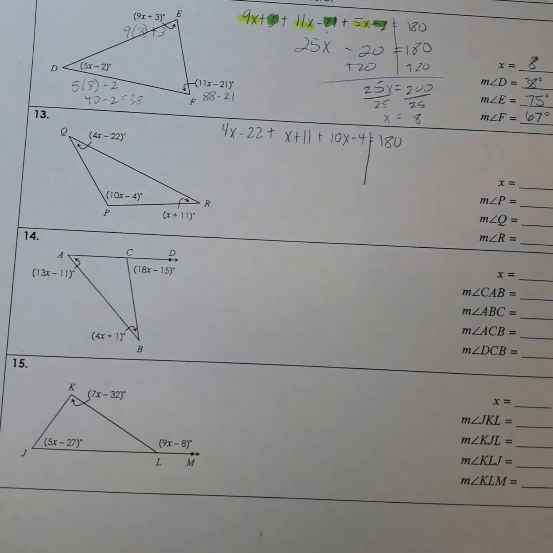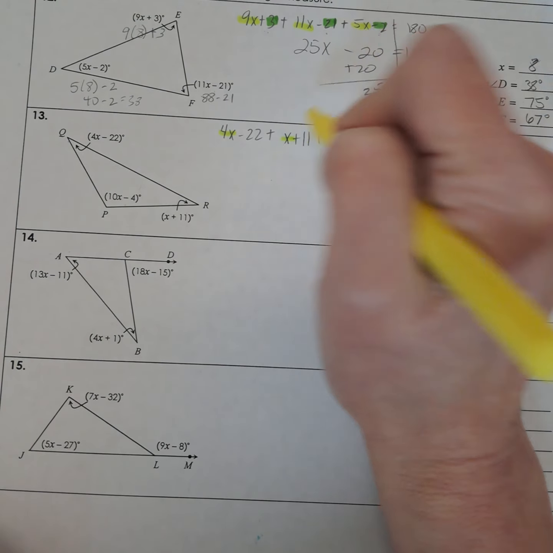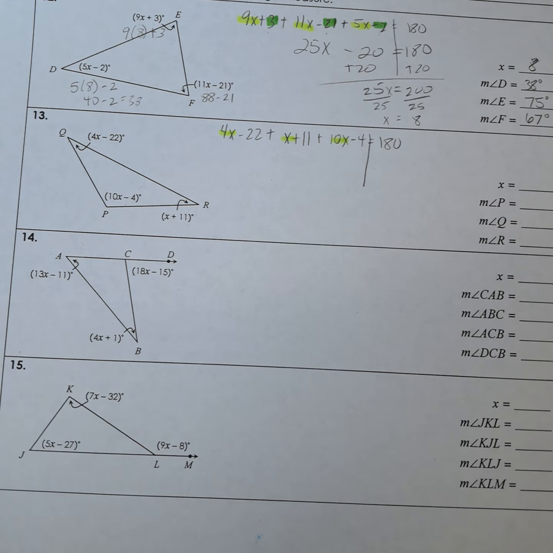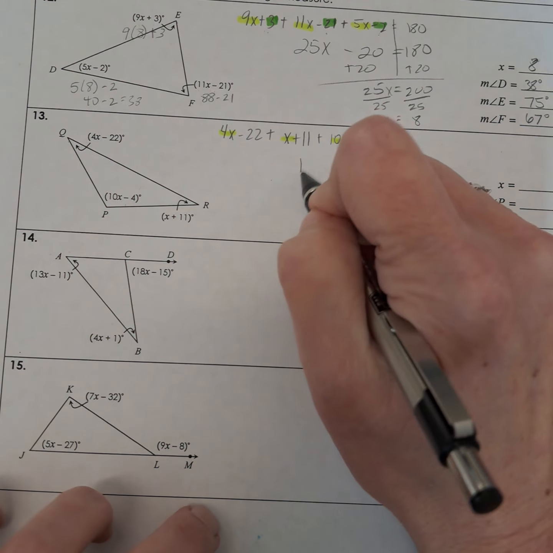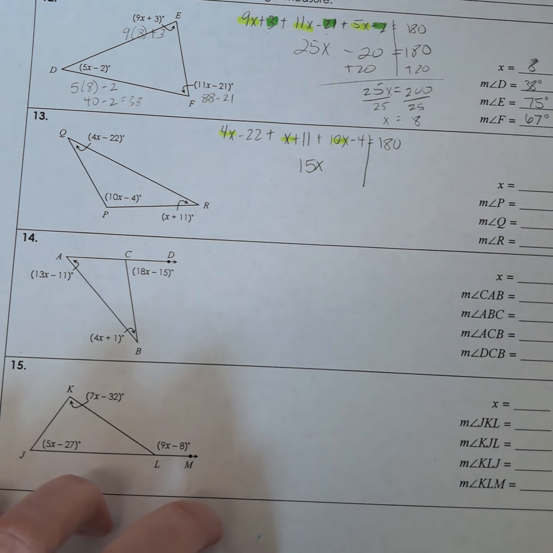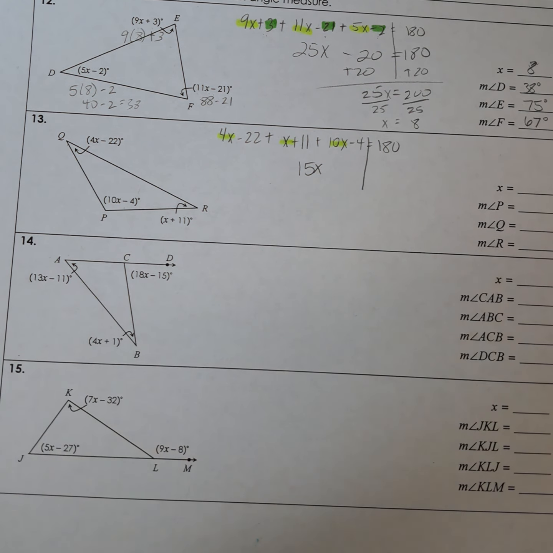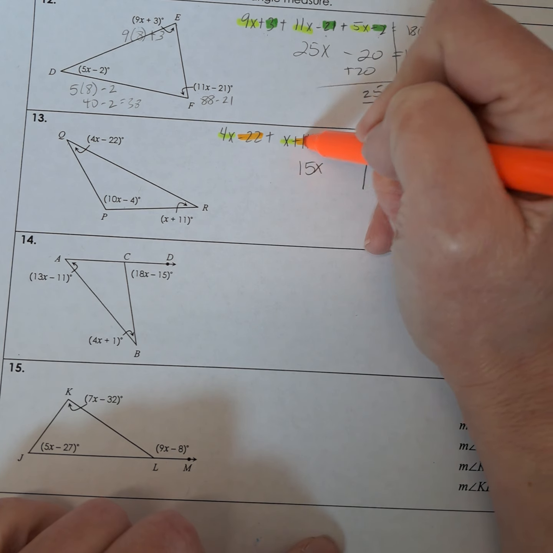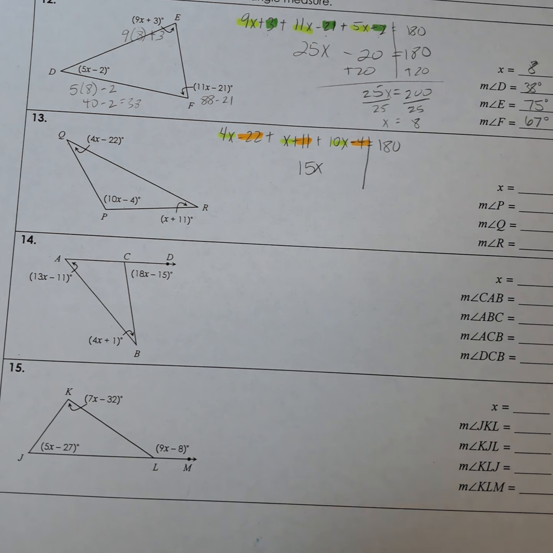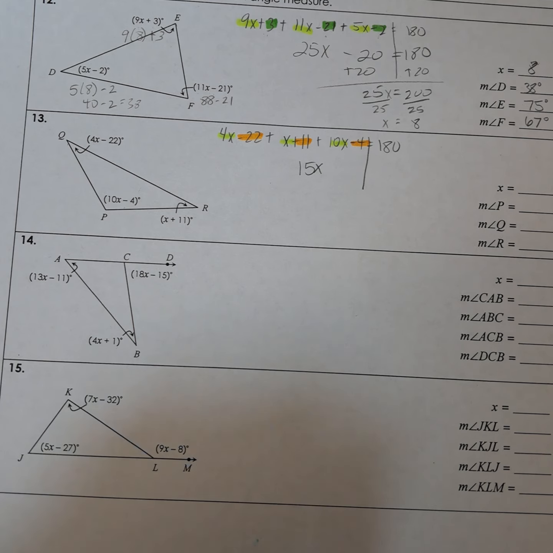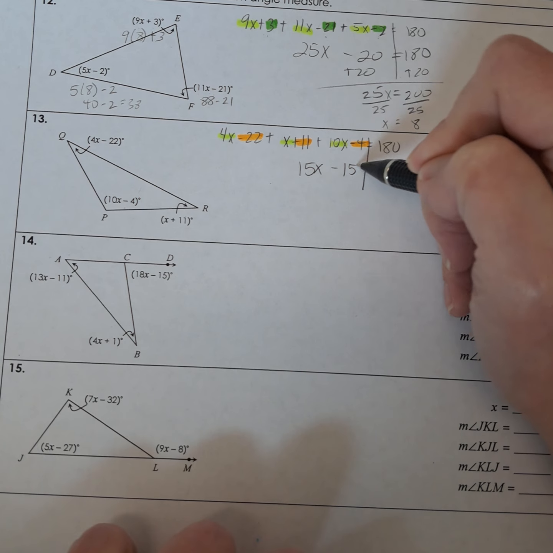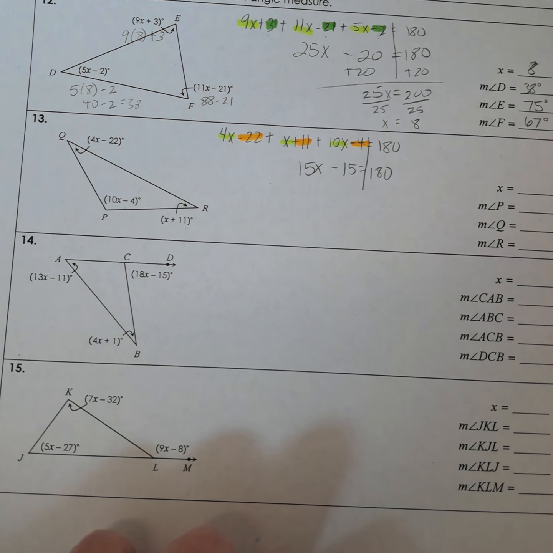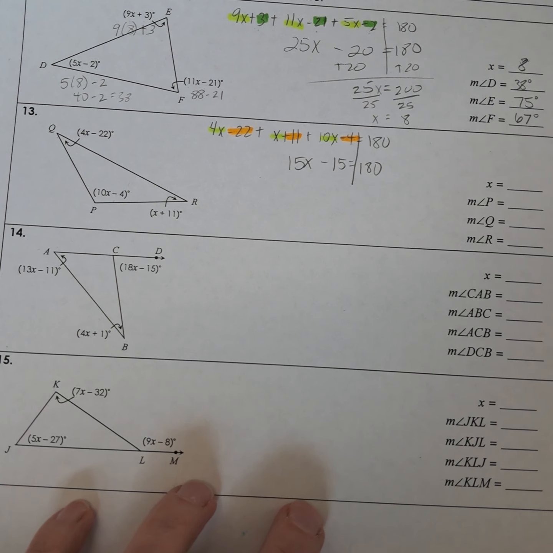Like terms. If you're sitting there going, what are those? 4x plus 1x is 5x. 5x plus 10x is 15x. All right. The negative 22, the 11, and the negative 4. Those are like terms. So negative 22 plus 11 is a negative 11. Minus 4 is a negative 15. All right, so after our like terms, we got 15x minus 15 is 180.